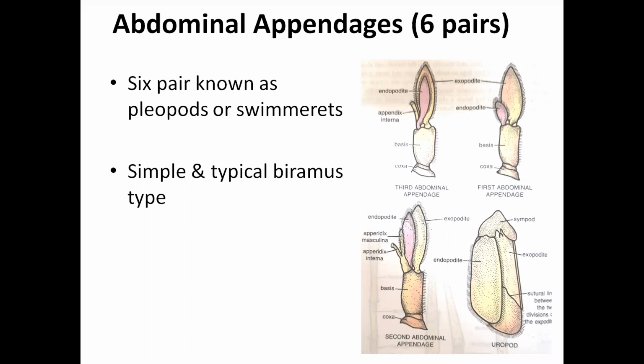So today first we will take that, then we'll move to the next topic that we are going to have today in detail. As I told in the last class, each segment bears appendages. There are 6 abdominal segments, so they bear 6 pairs of appendages.